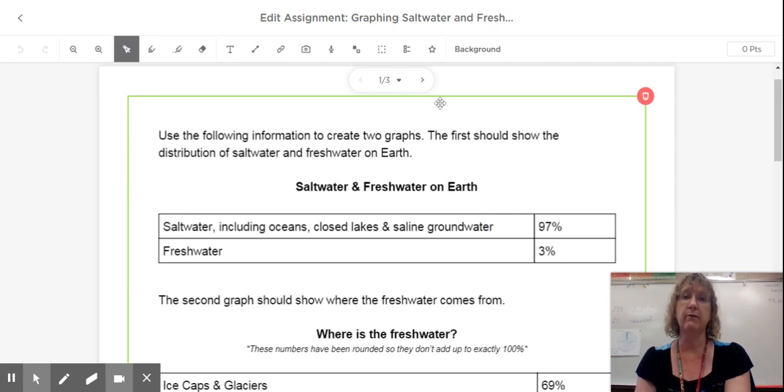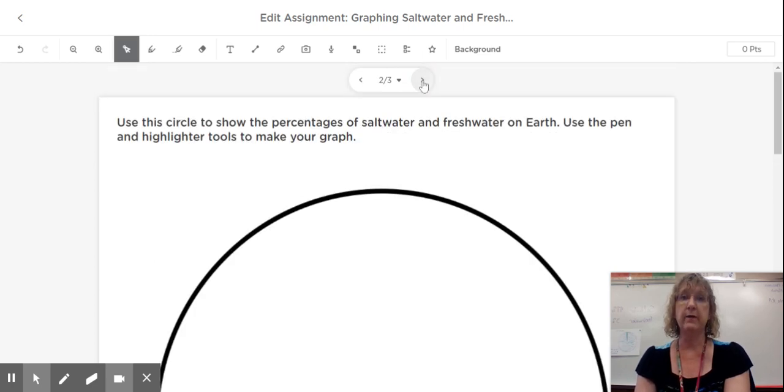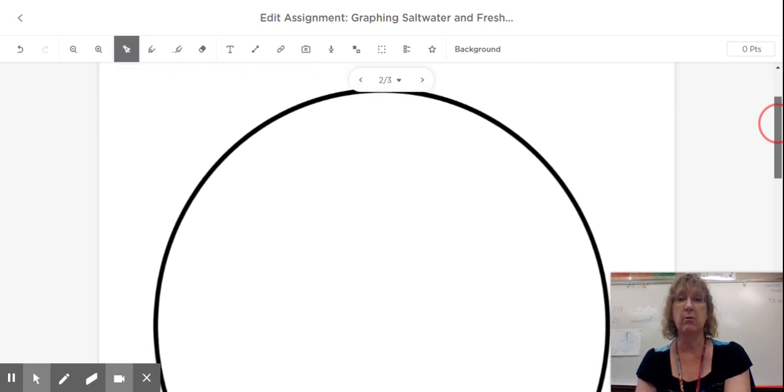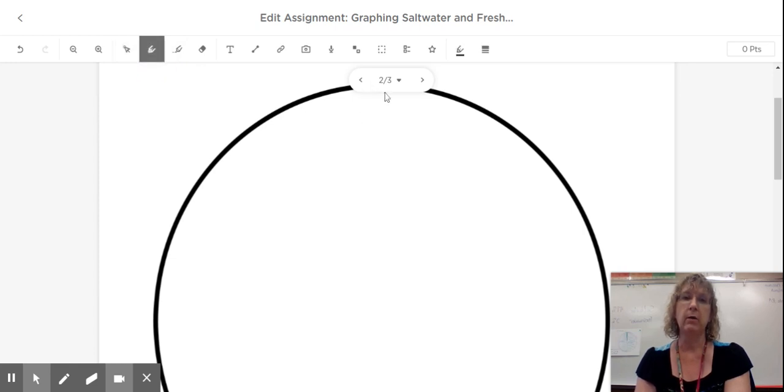And only 3% freshwater. So we've got two choices on how to do this. I have given you this beautiful circle, okay? And you can use this circle to show the percentages of saltwater and freshwater on Earth. The easiest way to do that, you're going to want to find the midpoint of your circle. So you're going to want to take the pen tool or the highlighter, and you're going to think about this whole circle is 100%, okay? So if we were to divide this circle into quarters, right?